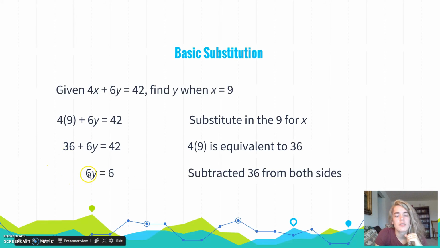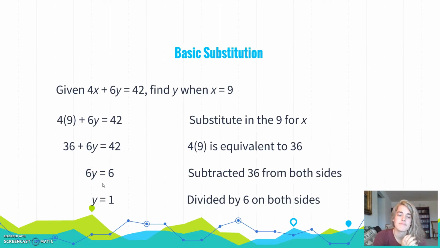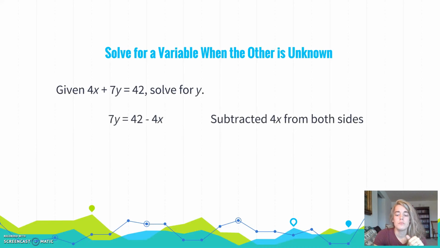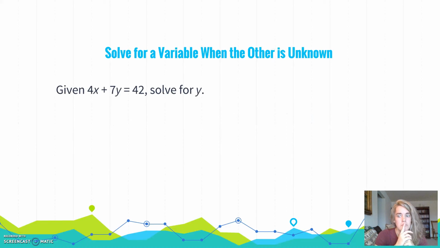Then we want to get rid of this 6. So the y wants to be completely alone, so the 6 needs to vanish. Instead of 6 times y, we are going to divide by 6, in which case you get 1. So when I give you x, you can find y. Ooh, gave away an answer already.